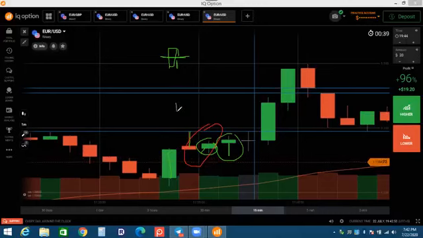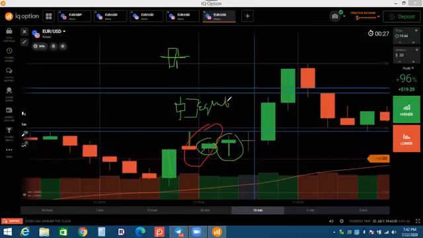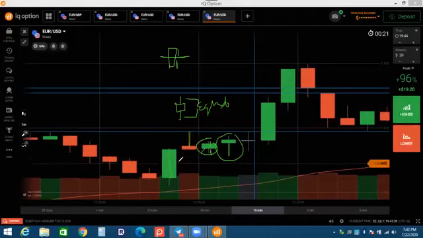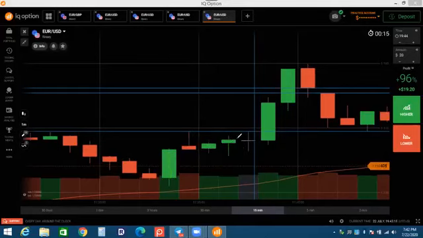For a spinning top, the two wicks must be equal to each other. The upper and lower wick must be equal. Here this wick is greater and this wick is shorter, so we cannot say it is a spinning top or bottom. So here must be a red candle because there is a resistance level also.